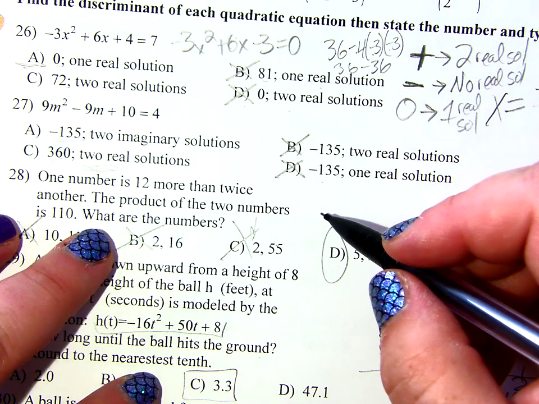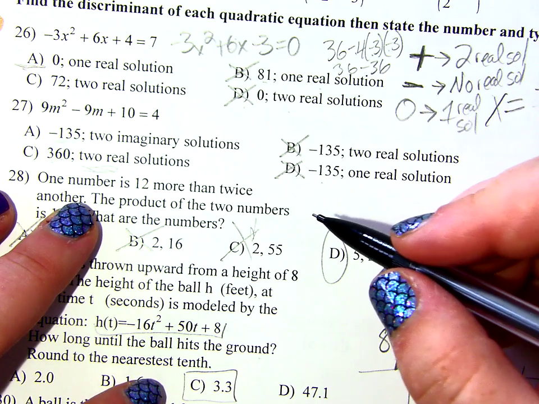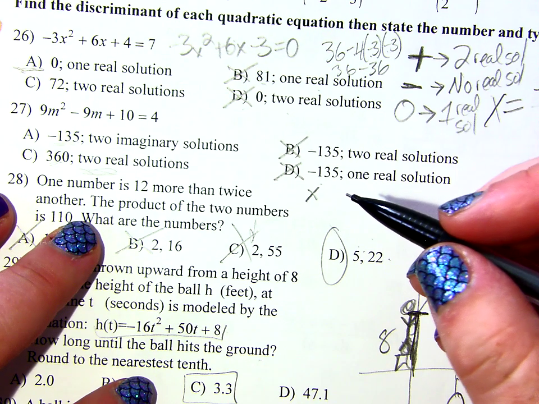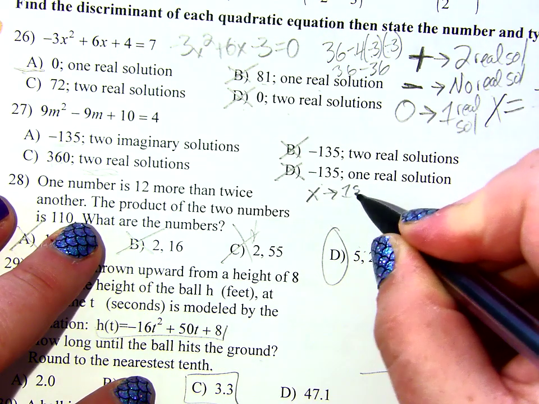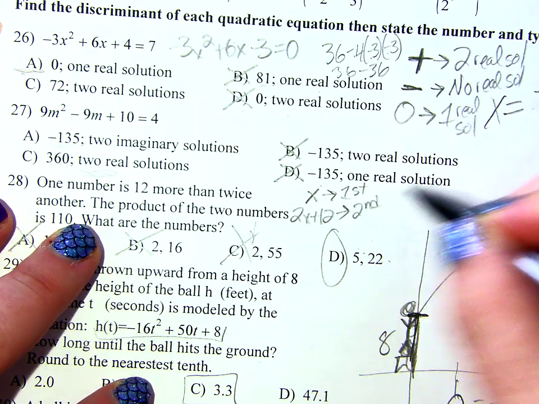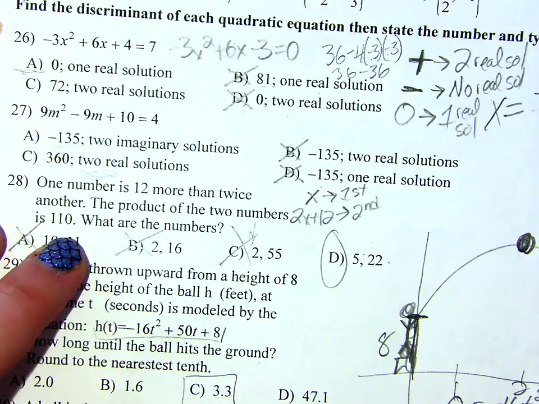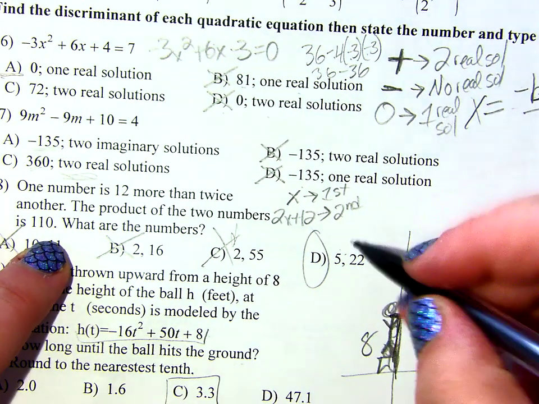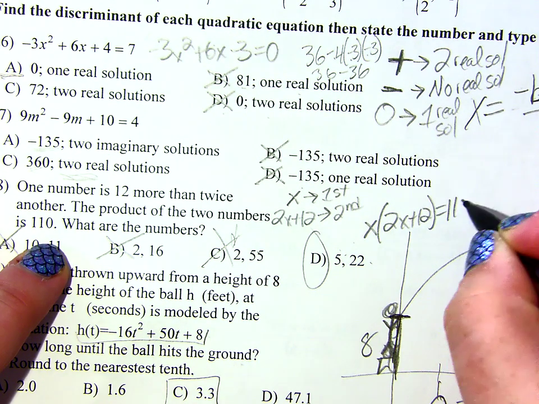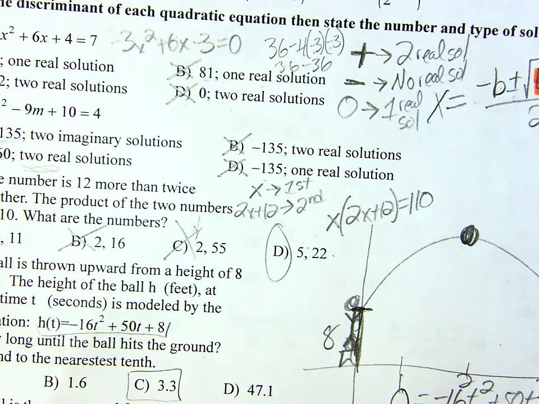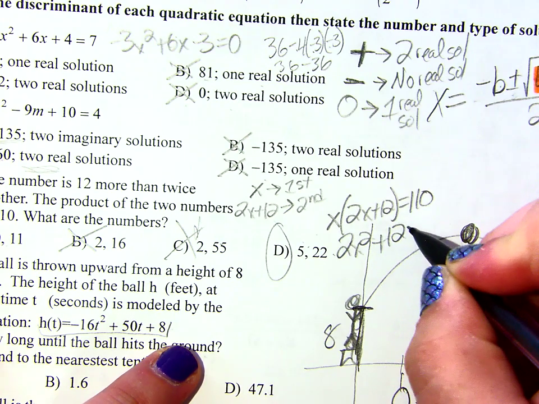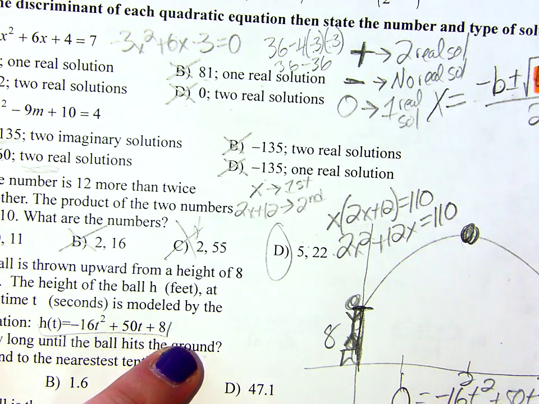One number is 12 more than twice another. Do you know what the first number is? No, call it x. What would the second number be? 12 more than twice another. 2x plus 12. Yes, 2x plus 12 is my second number. The product of the two is 110. You told me a minute ago that product means multiply. So I need to do x times 2x plus 12, and I should get 110. Now I have an equation to solve. So distribute the x, you get 2x squared plus 12x equals 110. And now you have a quadratic to solve.